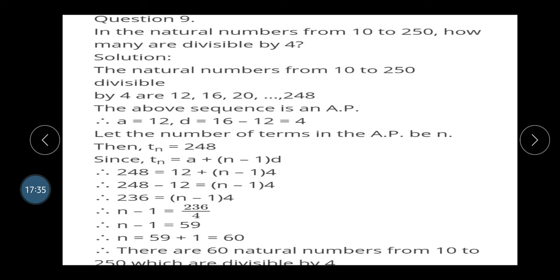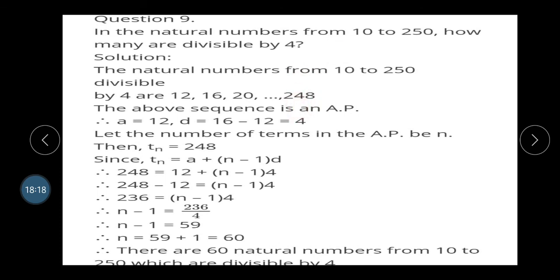Question number 9. In the natural numbers from 10 to 250, how many are divisible by 4? We need to find which numbers are the multiples of 4, or divisible by 4, it means the same. So from the number 10 to 250, it will come as 12, 16, 20, and so on. Because there are so many numbers, we cannot write all of them. So before 250 it is 248.